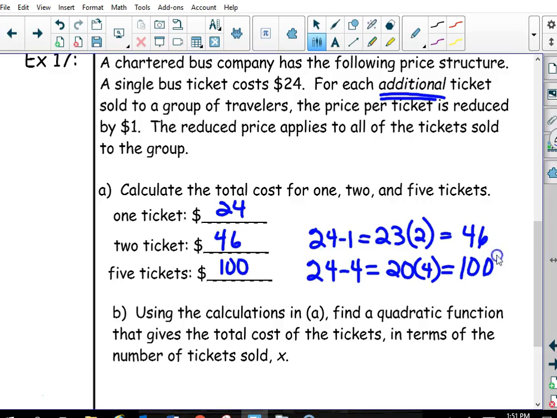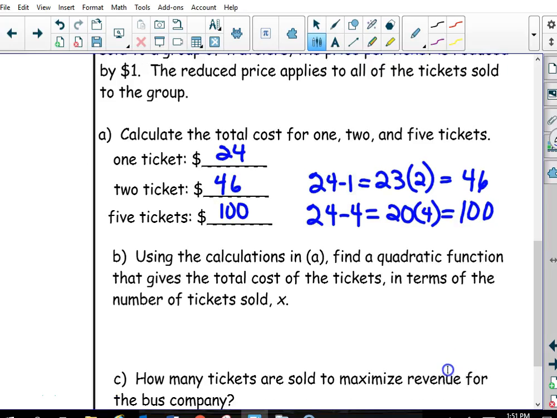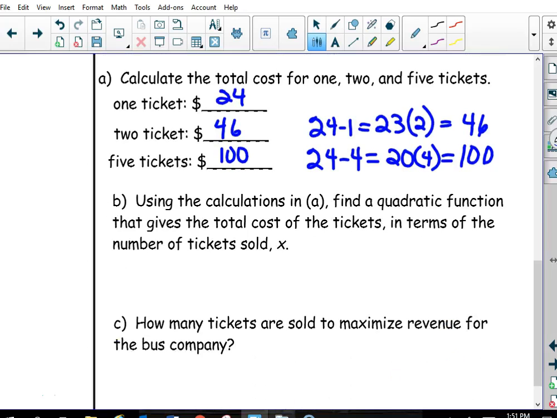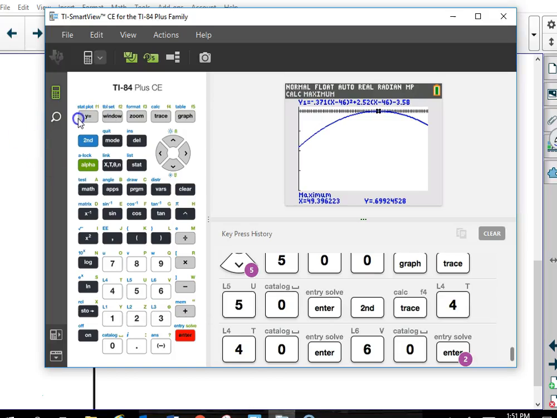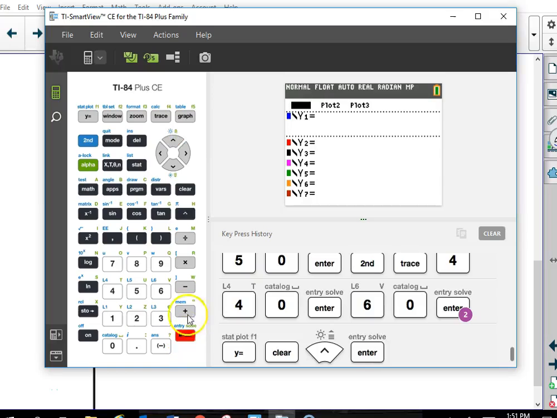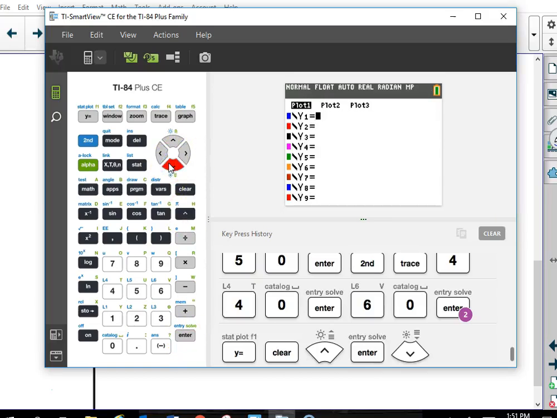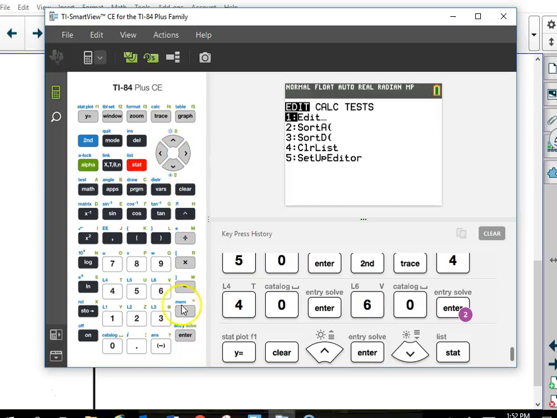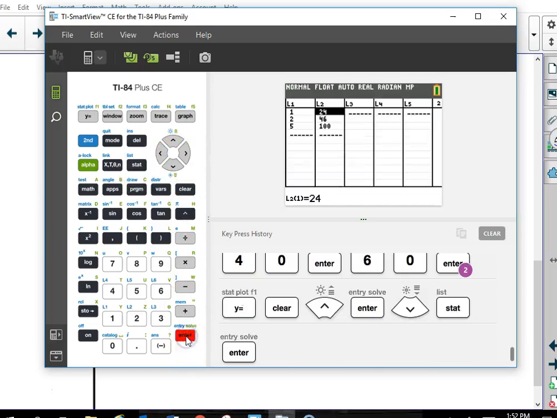Okay, so it's asking us to use this calculation to find a quadratic function that gets the total cost of the tickets in terms of the number of tickets sold. They're asking us to do a quadratic regression. So I want to remind you how to do that on the calculator. Go to y equals and clear any equations you have in there, and then go up to Plot 1 and press enter. If it's already on, then just leave it on, but you can tell it's on because it's darker than the other 2. Then go to stat and press enter to edit the lists.